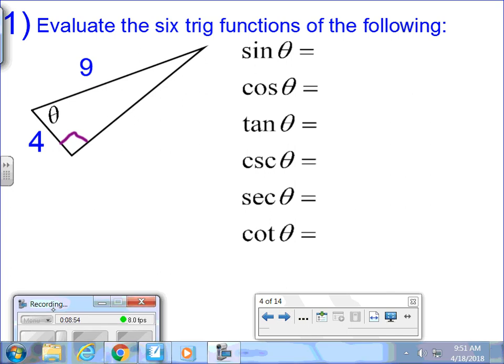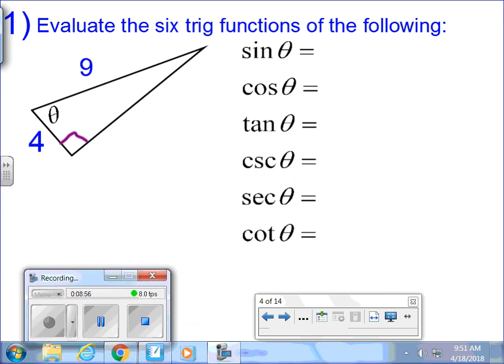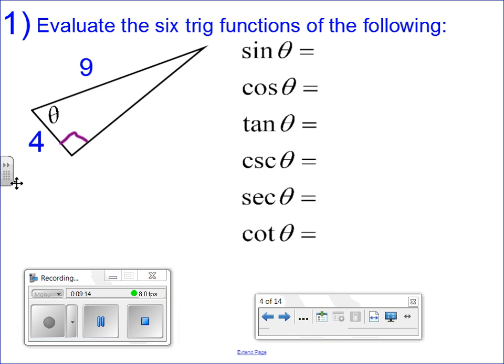Alrighty. So they're asking me to do sine, cosine, tangent, cosecant, secant, and cotangent from this scenario. So what do we want to do? Who has some ideas? We're working with theta. Is 4 going to be an opposite, a hypotenuse, or an adjacent? Very good, because it's right beside your theta. Is 9 going to be an adjacent, a hypotenuse, or an opposite? Good. So it looks like we're missing our opposite side, are we not?